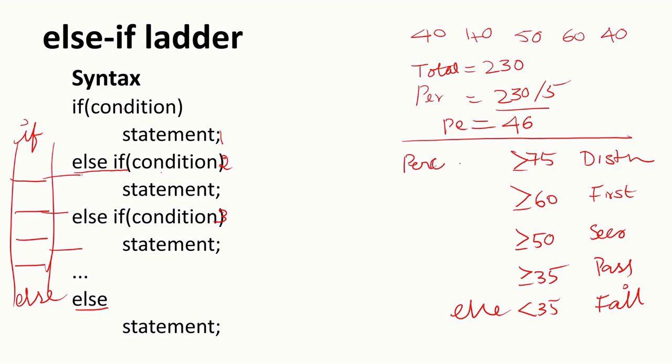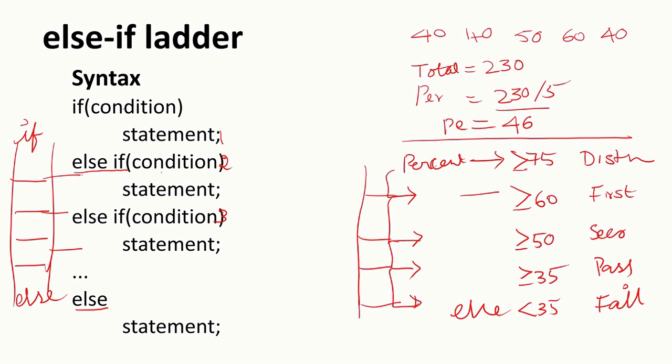So here we are going to check the percentage and compare whether it is greater than 75 or greater than or equal. If it is not greater than 75, then we come to the next step. If it is not greater than or equal to 60, we come to the next step and so on. So this is going to build a ladder. Yes, we got the ladder. So this we call the else if ladder.